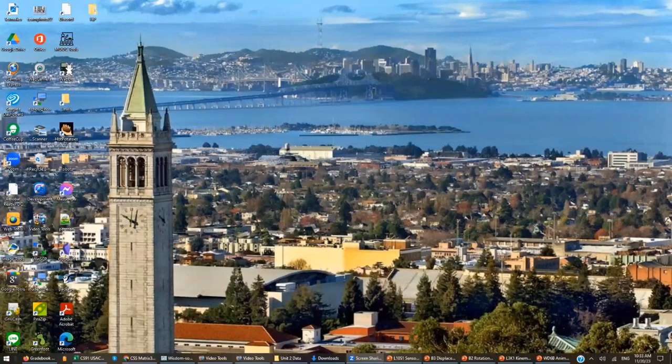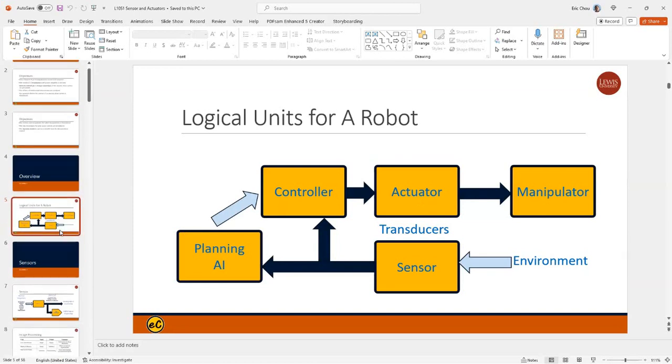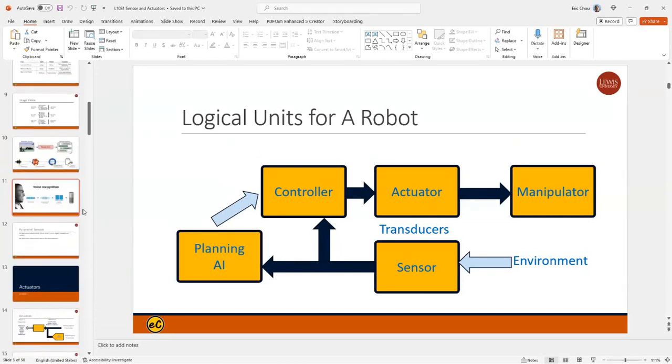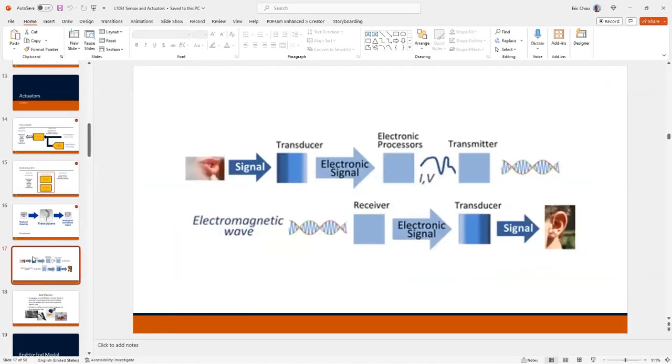So that's machine vision, and this chapter mainly talks about the sensor and how they process the data. There's a lab on our website talking about how computer vision has been done.